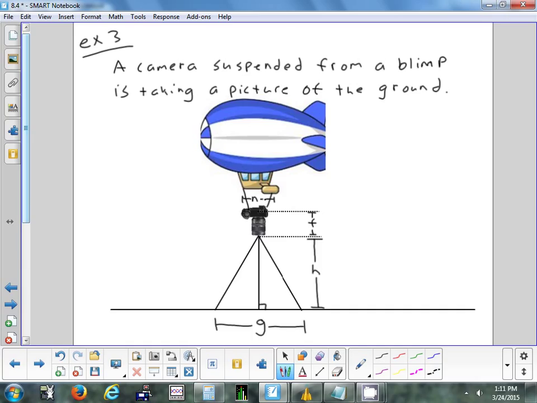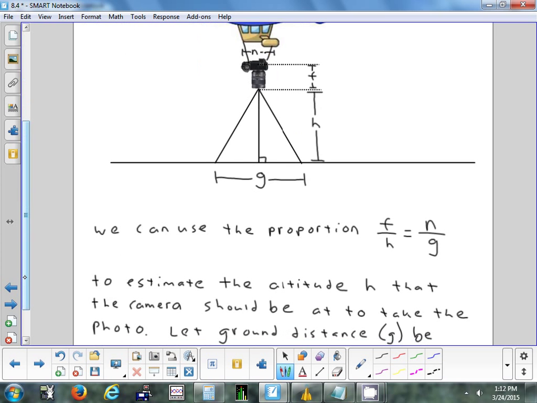Okay? You don't need to know all the specifics there. Okay? They tell us that we can use this proportion to estimate the altitude.